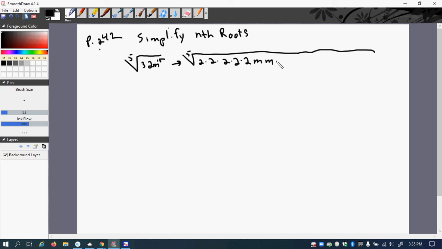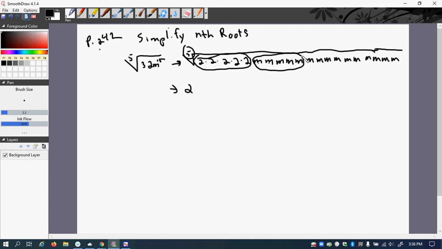1, 2, 3, 4, 5, 6, 7, 8, 9, 10, 11, 12, 13, 14, 15. So there's 15 of them. When you do this, you can see what's happening. The index tells me how many I need to get just one of them out of the root. And so the 2 comes out. Then I start circling 5 of these: 1, 2, 3, 4, 5.